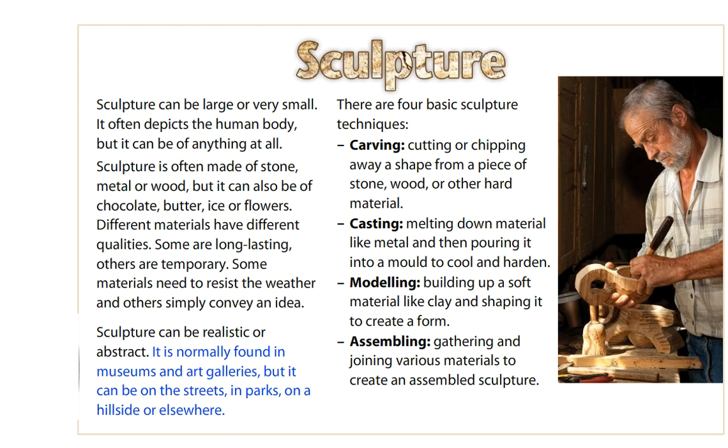hillside or elsewhere. There are 4 basic sculpture techniques: carving, cutting or chipping away a shape from a piece of stone, wood, or other hard material; casting, melting down material like metal and then pouring it into a mold to cool and harden; modeling, building up a soft material like clay and shaping it to create a form; assembling, gathering and joining various materials to create an assembled sculpture.